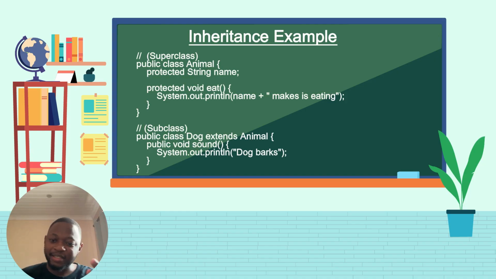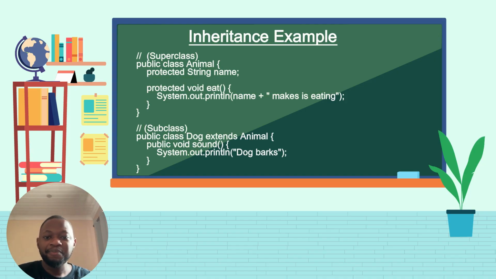So we expect all animals to have a name, and we also have a protected method, which is eat. We expect all animals to be able to eat at least. As we see now, we are using the protected Java access modifier. The protected Java access modifier allows the field or method to be accessed by subclasses.